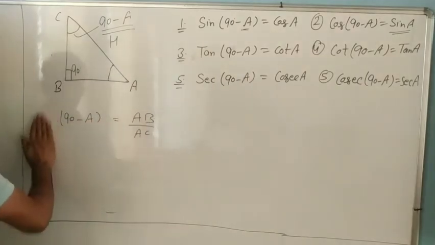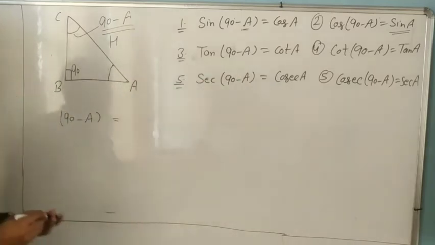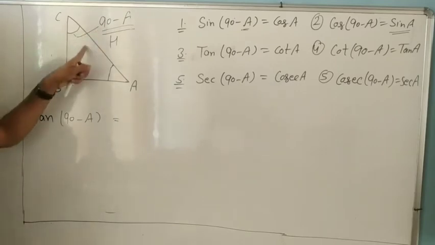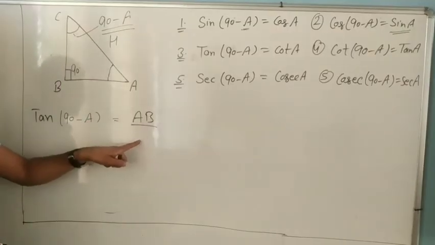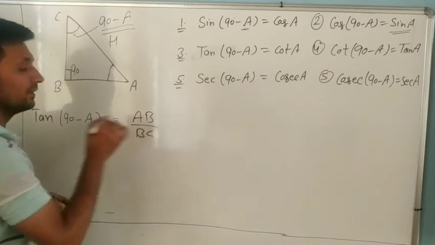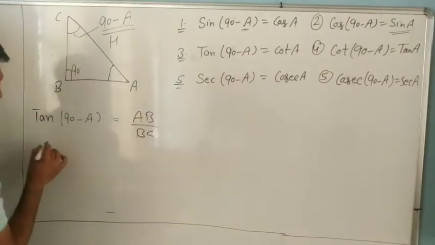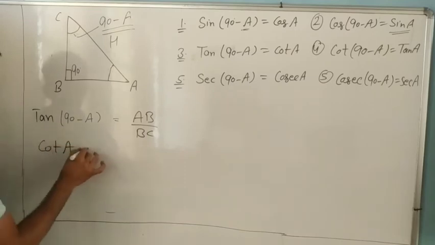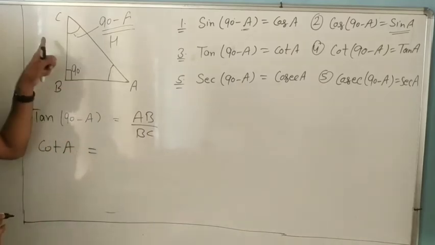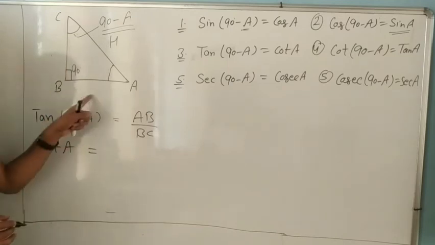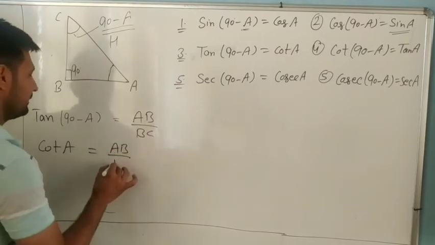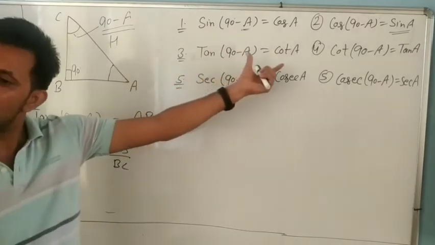Don't be confused here. Suppose you want to find tan (90 minus A). Opposite of 90 minus A is perpendicular. Perpendicular is AB. So tan is always perpendicular by base. Base is BC. Now this is equal to cot A. Cot A. Angle is A. Opposite of A is perpendicular, this is the base, and cot is base divided by perpendicular. Base is AB, perpendicular is BC. It means they are also equal.